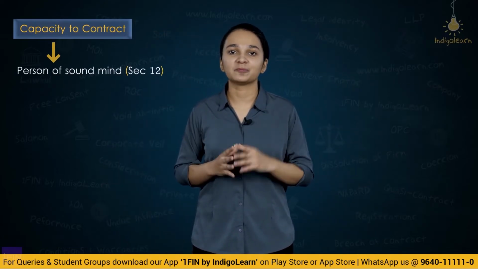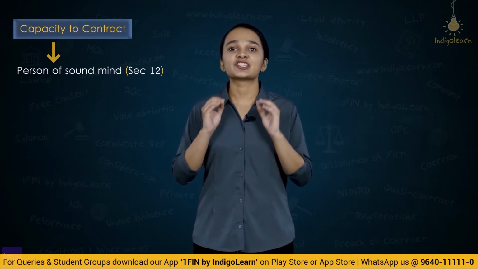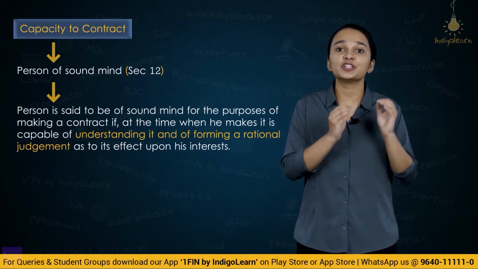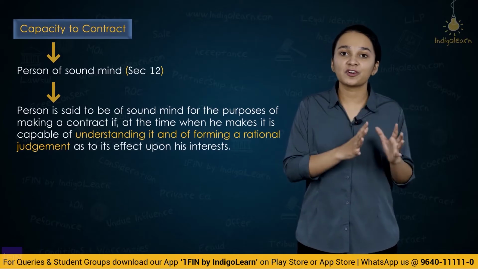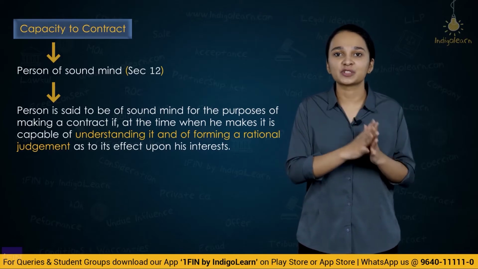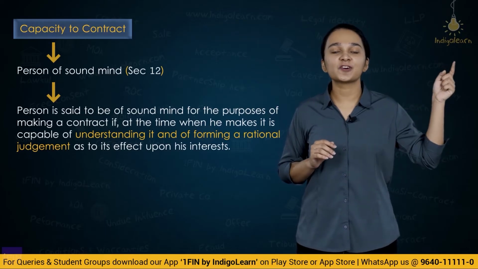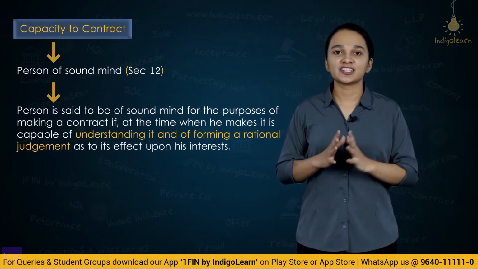Then we have understood who is a person of sound mind. Section 12 tells us that a person who is in a position to understand the terms of the contract and make a rational judgment is a person of sound mind. Two important things: understanding the terms of the contract and making a rational judgment, that is, being able to take a decision.